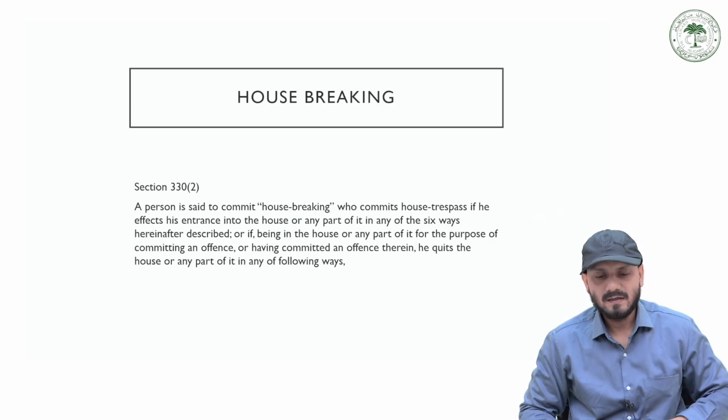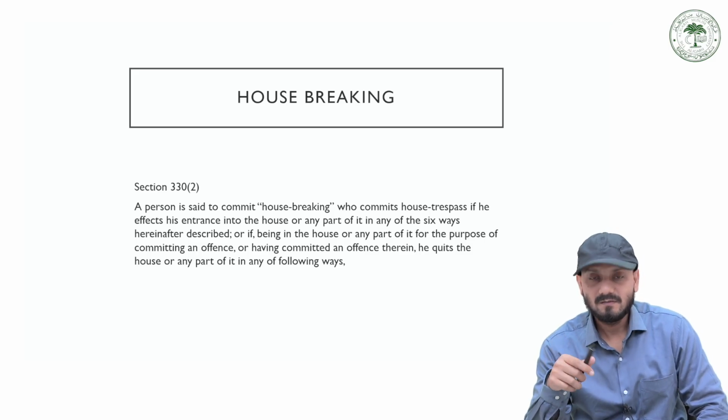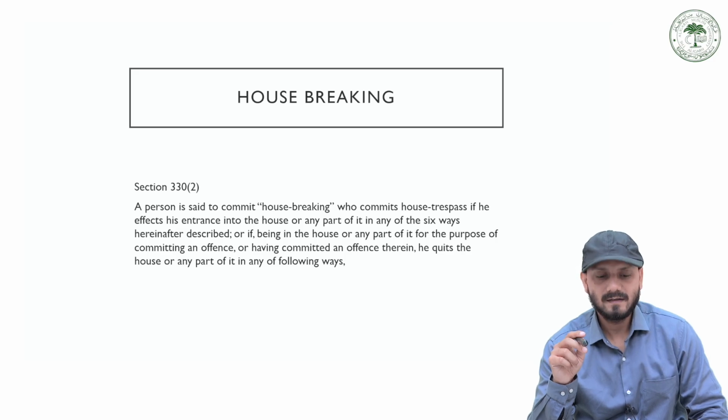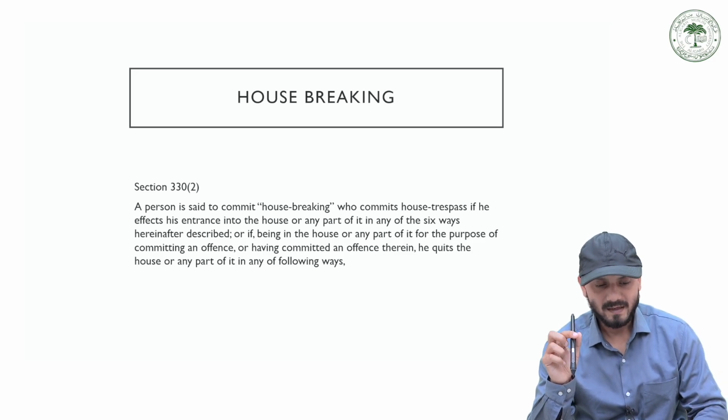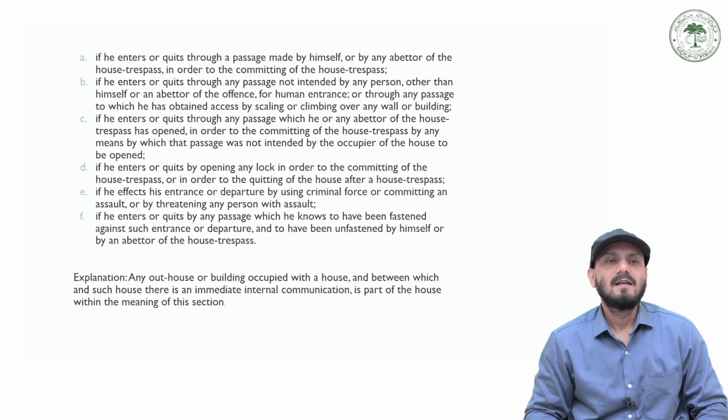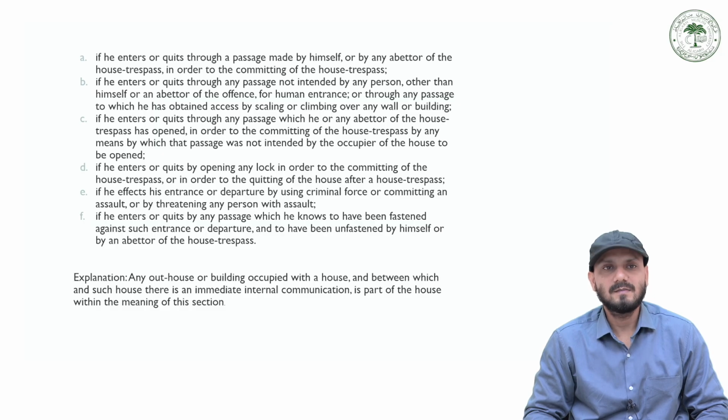A person is said to commit housebreaking who commits house trespass. We will discuss both lurking house trespass and housebreaking together. A person is said to commit housebreaking who commits house trespass if he effects his entrance into the house or any part of it in any of the 6 ways hereinafter described, or if, being in the house or any part of it for the purpose of committing an offense, or having committed an offense therein, he quits the house or any part of it in any of the following ways. First, if he enters or quits through a passage made by himself or by any abettor of the house trespass in order to the committing of the house trespass.